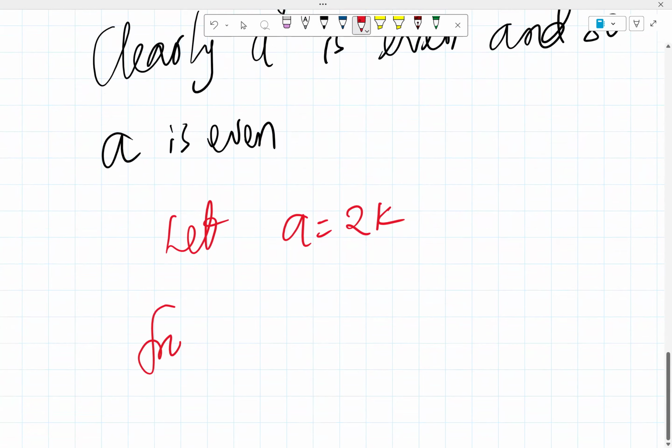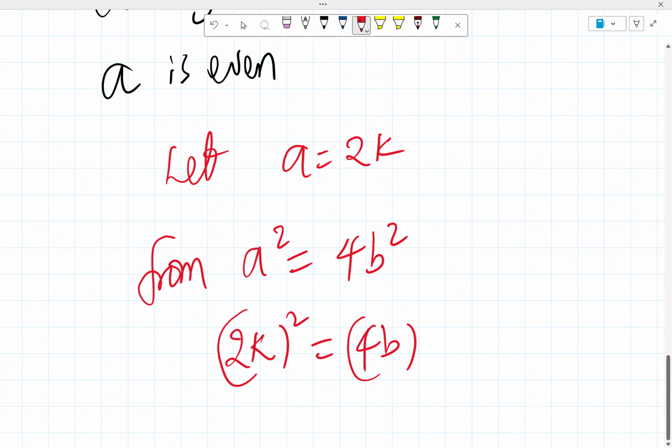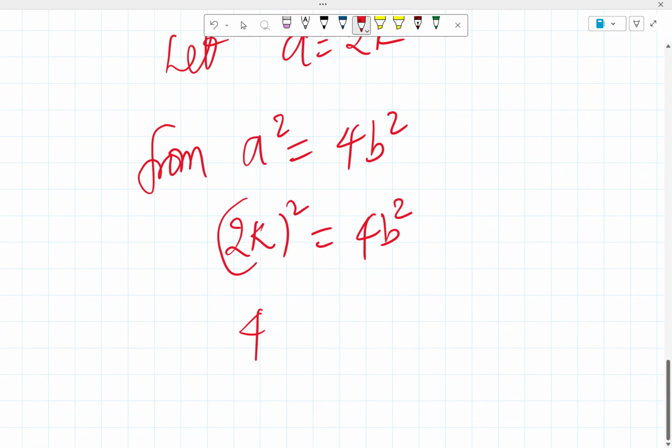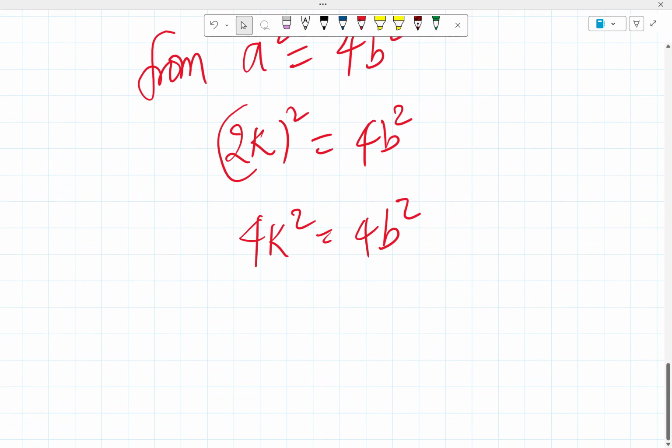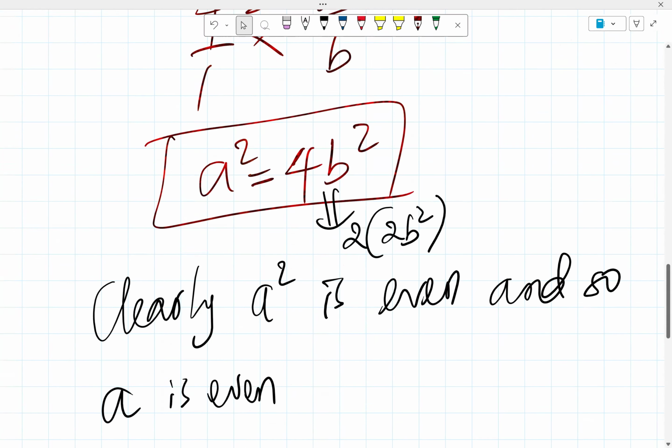From a squared equals 4b squared, we have that 2k squared is equal to 4b squared. That means we have 4k squared equals 4b squared, and the 4 cancels out, so we just have k squared equals b squared. Take the square root of both sides. That tells us at the end of the day that k is exactly equal to b.